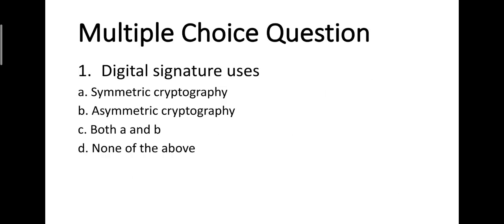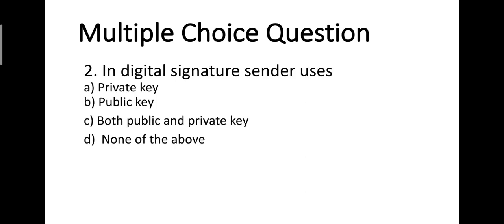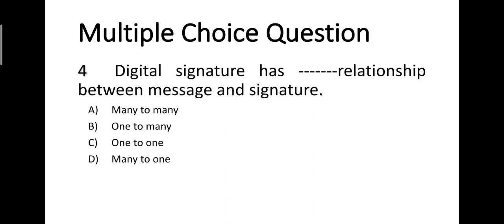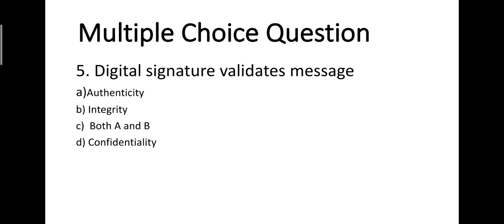And multiple choice questions can be asked like this. Digital signature uses asymmetric cryptography. In digital signature, senders use the private key. Digital signature uses the RSA algorithm. Yes, true. Digital signature has a one-to-one relationship between message and signature. Digital signature validates message authenticity and integrity, both A and B.